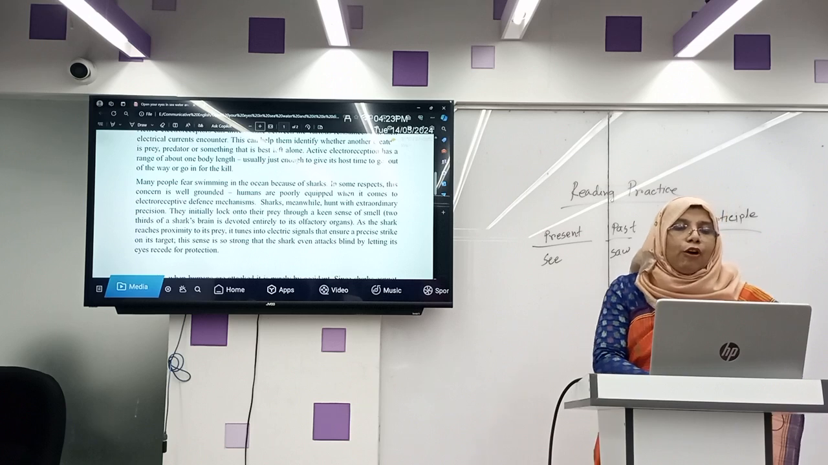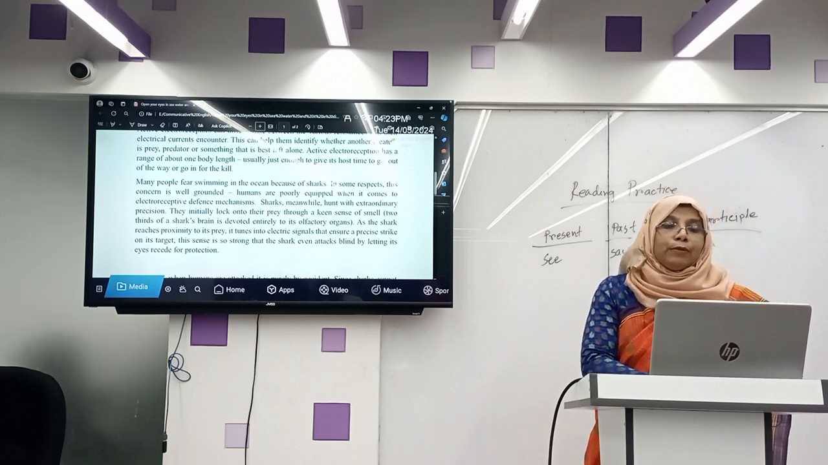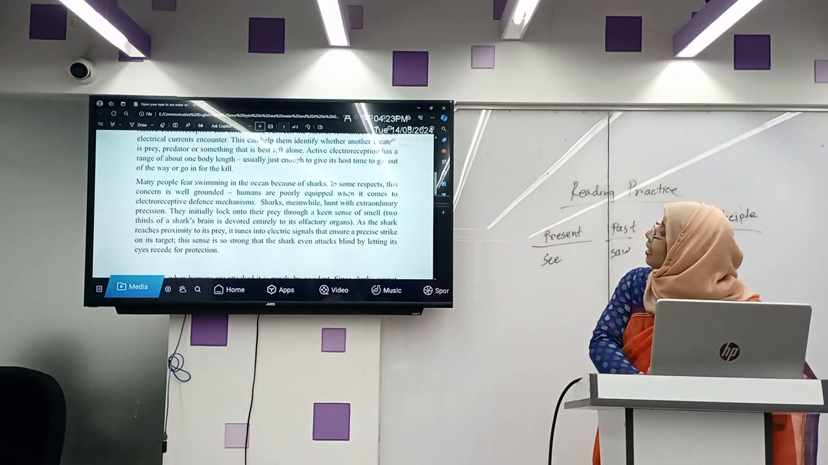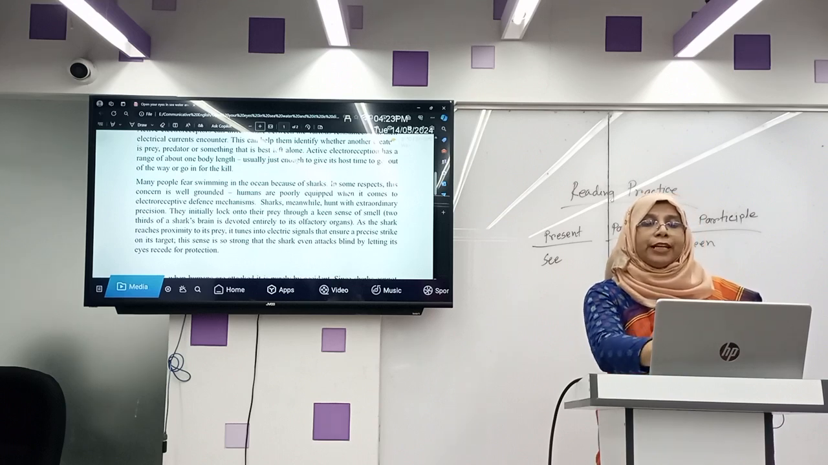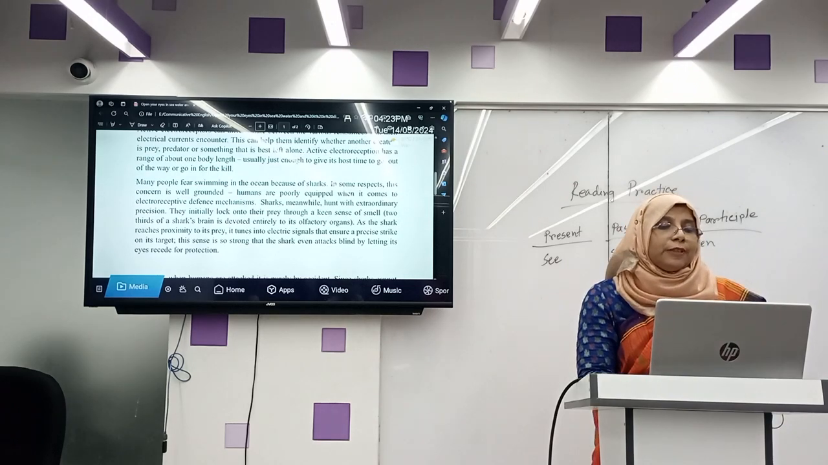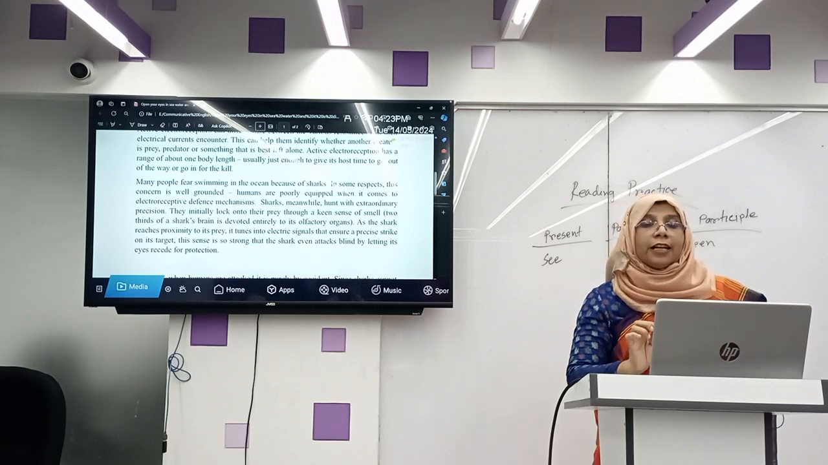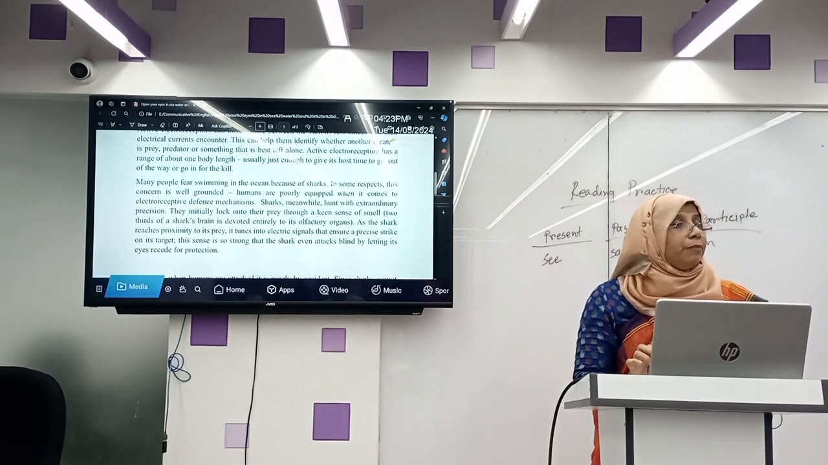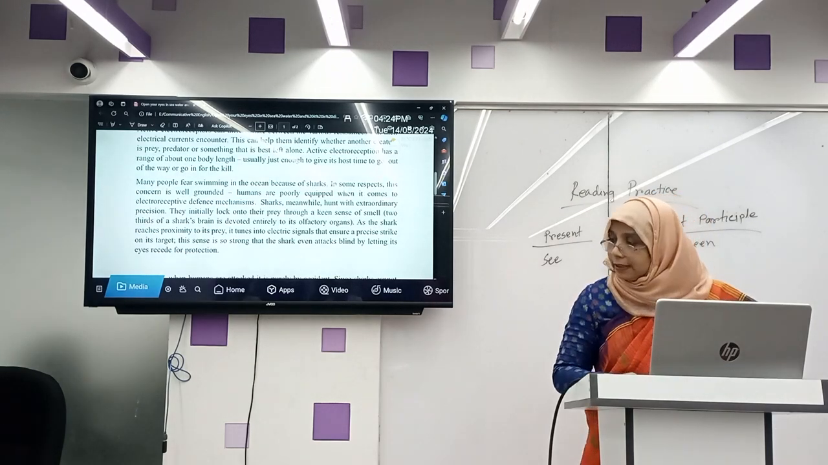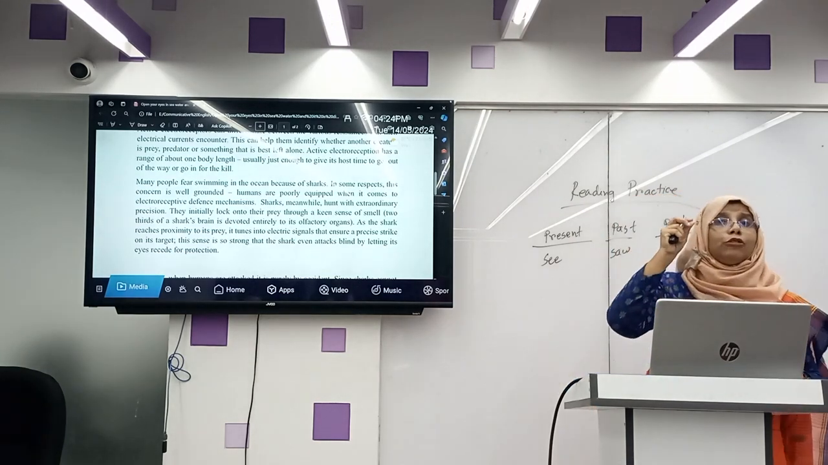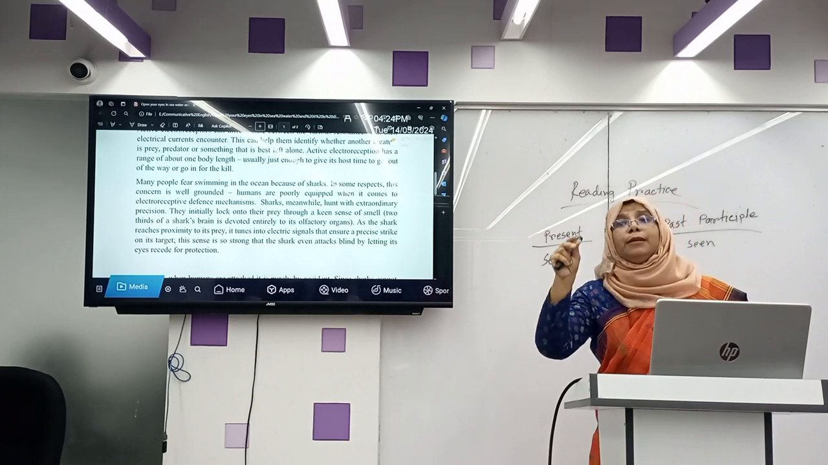They initially lock into their prey through a keen sense of smell. Oh, I skipped. Humans are poorly equipped when it comes to electroreceptive defense mechanisms. Sharks harm them with extraordinary precision. Extraordinary precision. Precision means very correctly, precisely.